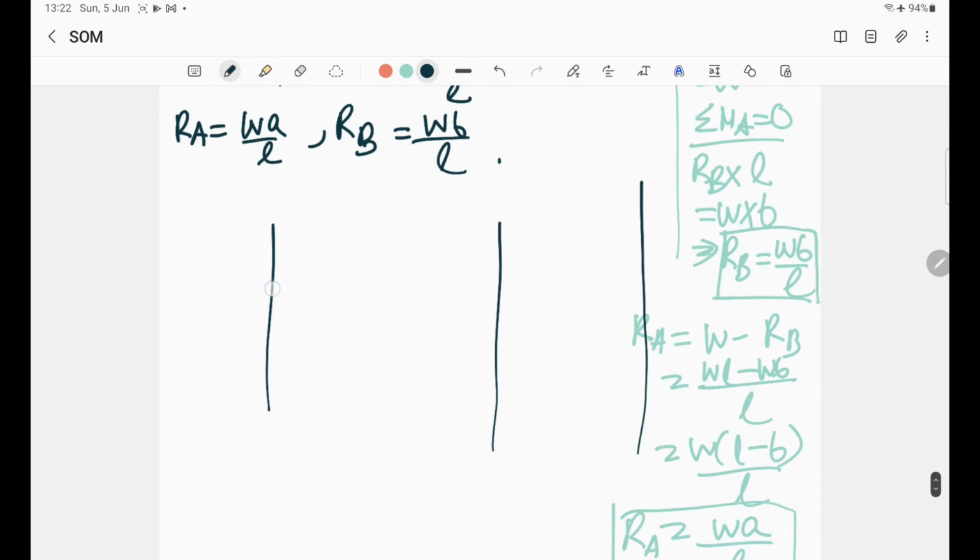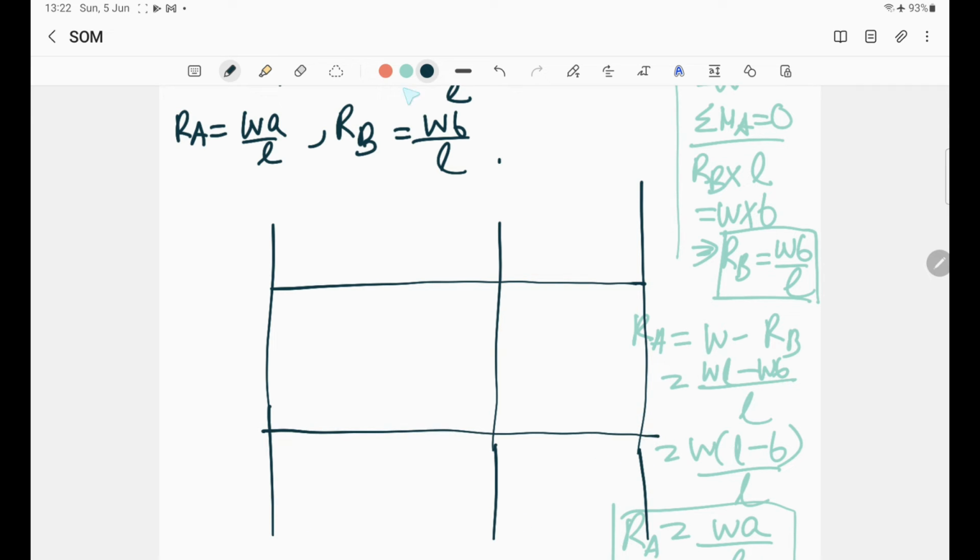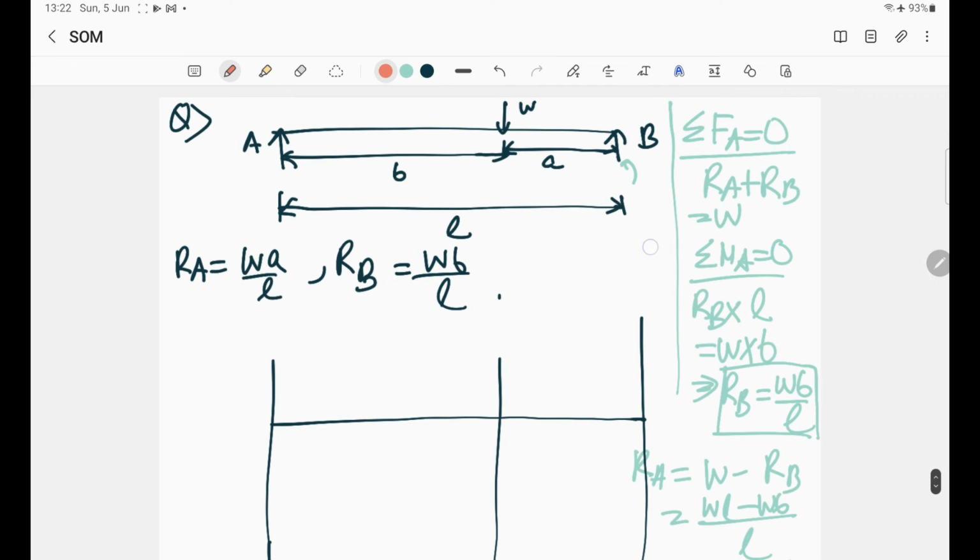Now let's go for the SFD and BMD, shall we? Mainly we need to find the SF at 3 points and also the BM at 3 points. So we know what RA and RB are, right? We will start from the left this time. From the left, upward forces are positive, so RA will be positive, that is WA by L. So you can mark the WA by L here.